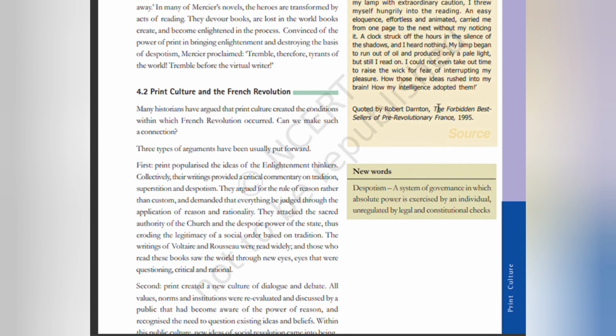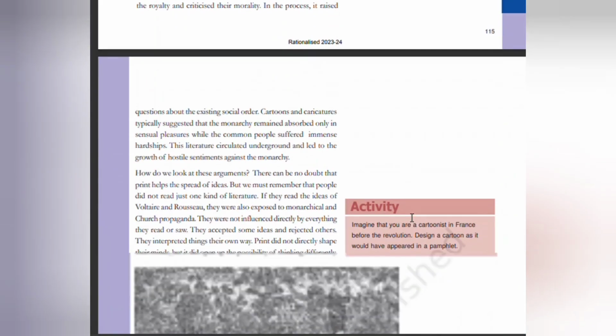Quoted by Robert Darnton, The Forbidden Bestsellers of Revolutionary France, 1995. Despotism: a system of governance in which absolute power is exercised by an individual, unregulated by legal and constitutional checks.